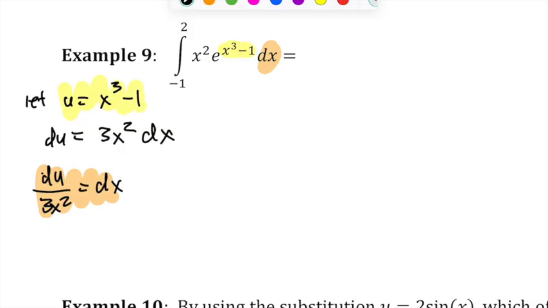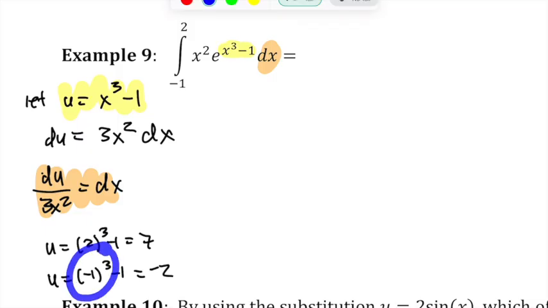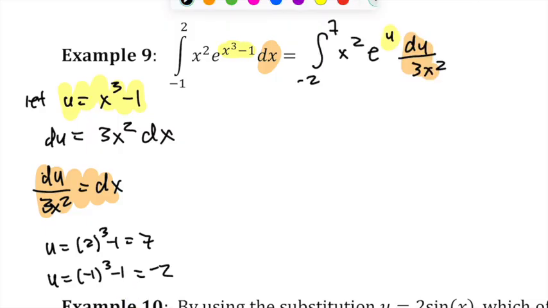And I guess let's do the boundaries. So if I plug in 2, that's going to give me 7. And if I plug in -1, that's going to give me -2. Again, -1 cubed is -1, minus 1 is -2. Okay, and then just to make sure, my variables cancel, which is good. And then I'm going to pull out the 1/3 outside.